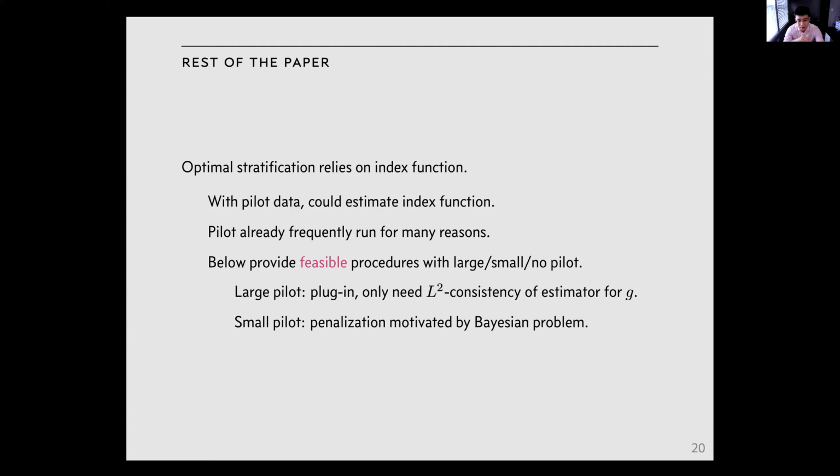When you have a small pilot, the story might be different because you can't use fancy estimation techniques anymore. Sample size is too small. But I still propose a penalized procedure, which is motivated by a Bayesian problem.